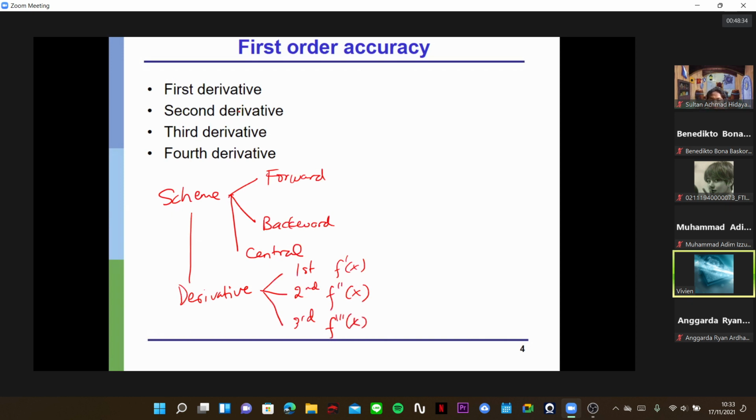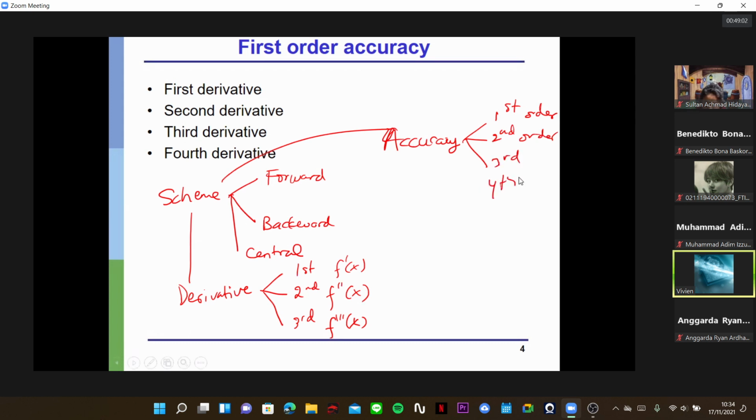And we can also have the order of the accuracy. Regardless of the chosen scheme and derivative that we want to find, the level of accuracy here also needs to be determined, whether we want to use the first order accurate scheme, the second order, or higher order, for example, third or fourth order scheme.